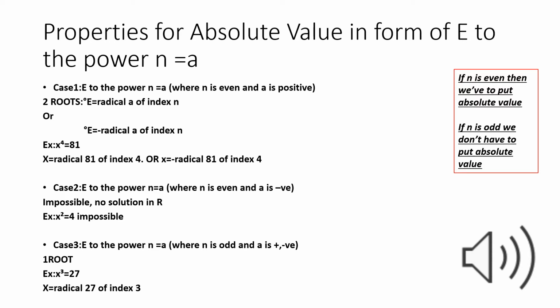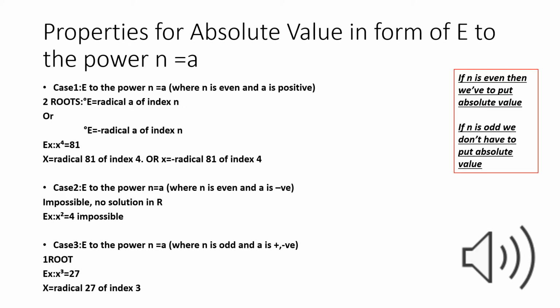In case 2, x to the power n equal to A, where n is even and A is negative, there is no solution in R; it's impossible. For example, x squared equal to minus 4. Whatever the sign of x, x squared equals x times x. If x is negative, negative times negative is positive, which is not equal to negative. So there is no solution in R, it is impossible, and the solution set is phi, the empty set.